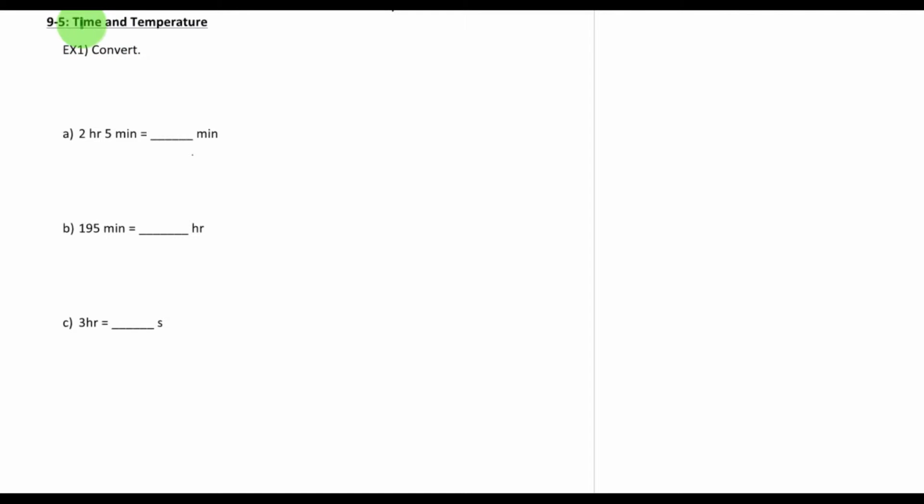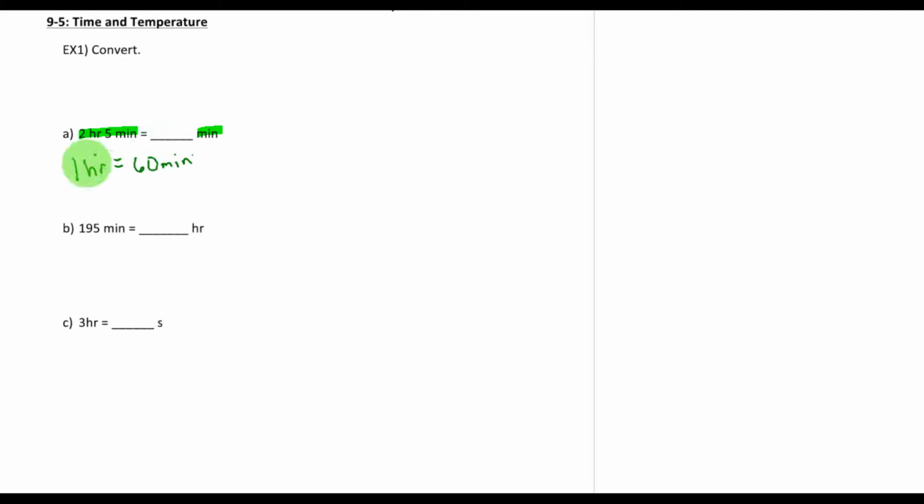Today we're going to look at converting time and temperature, so let's get started. We want to convert 2 hours and 5 minutes to only minutes. So let's ask ourselves a fact real quick. What do we know about time? Well, I know for every 1 hour there are 60 minutes.